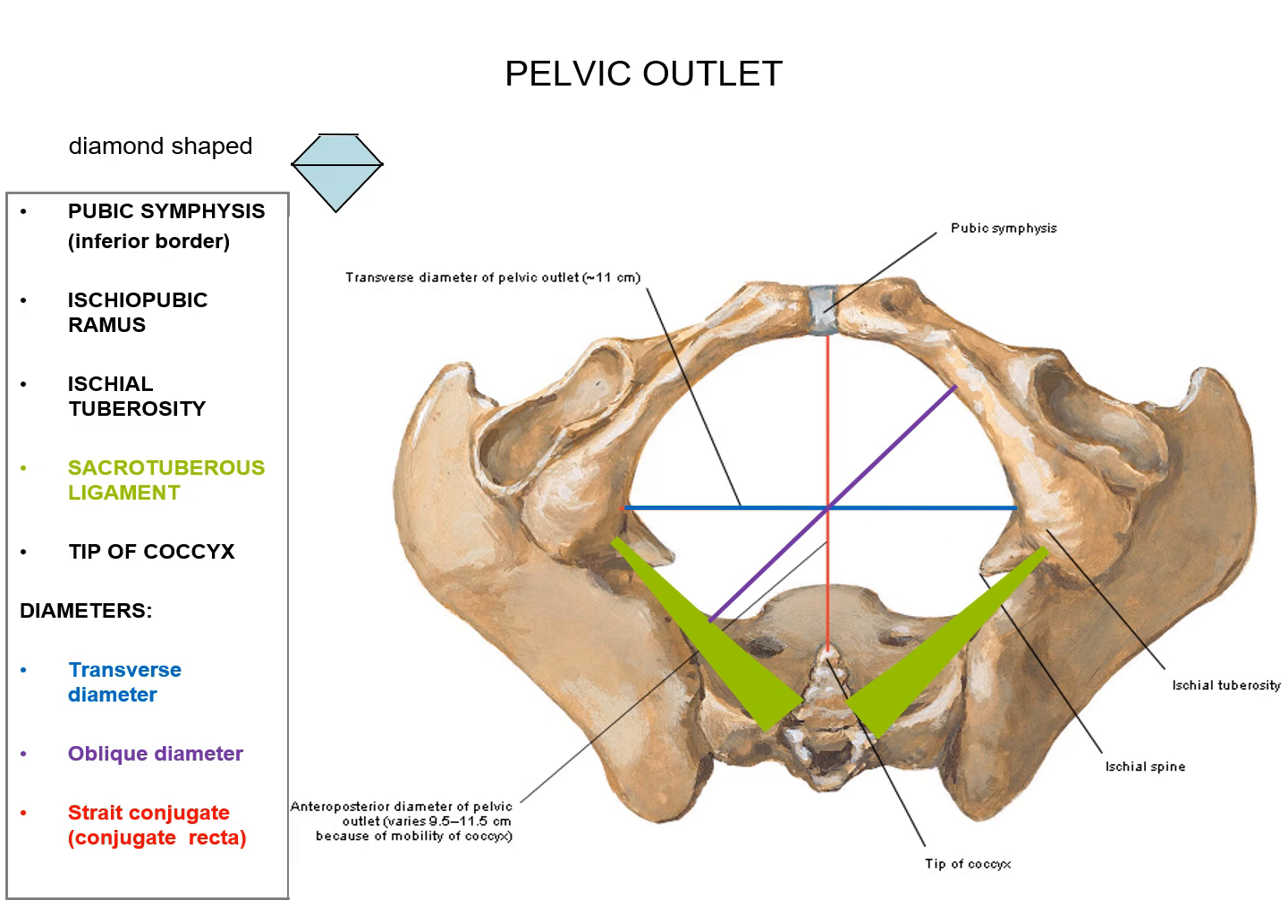Transverse diameter is measured between ischial tuberosities at the lower border of their medial surfaces. Oblique diameter extends from the midpoint of the sacrotuberous ligament on one side to the contralateral ischiopubic junction. Conjugate recta or straight conjugate is measured from the inferior border of the pubic symphysis to the tip of coccyx.